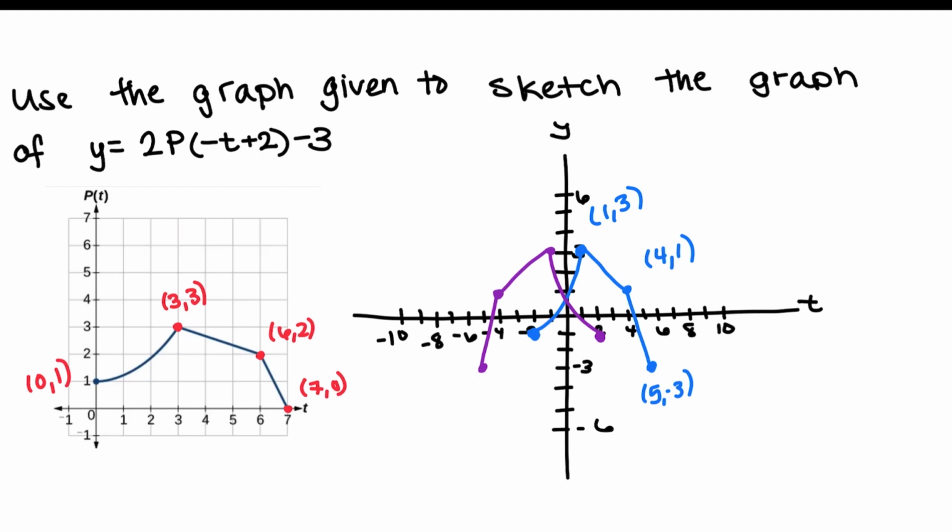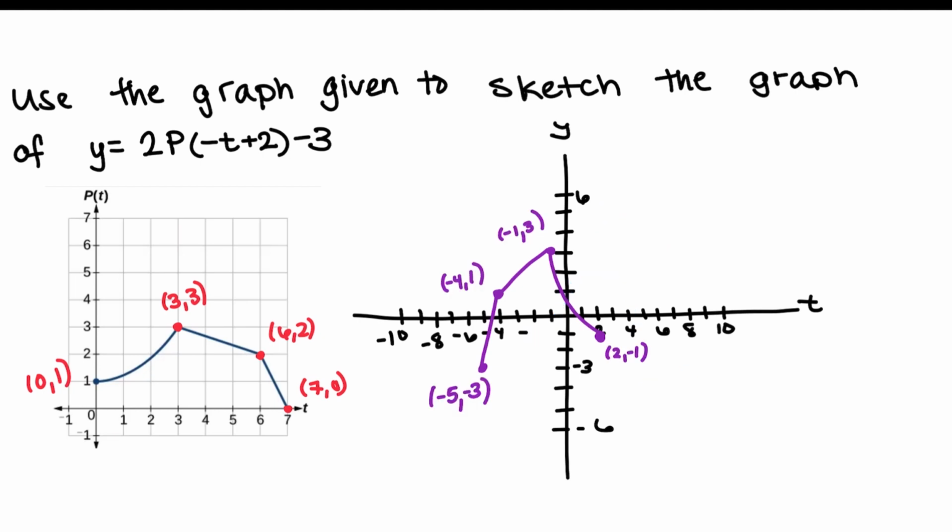Let me just erase the blue so it's a little bit easier to see what happened here. So to summarize, it doesn't matter if you do your inputs or your outputs first. When you're doing your output transformations, save the shifts for the end. Input transformations, it's backwards. You have to do all those shifts first.